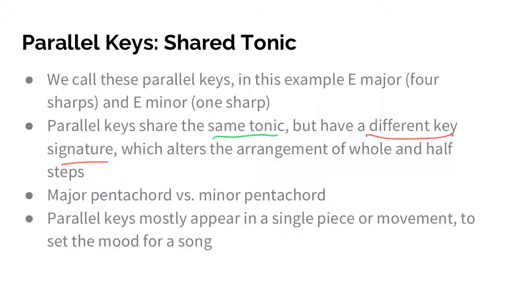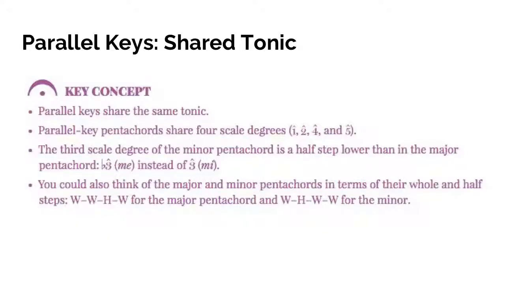And you'll see parallel keys a lot in a single piece or movement because the composer either wants to alter the mood of the piece or wants to go from major to minor and wants to keep the same scale degrees. So again, parallel keys share the same tonic. Parallel keys have the same four scale degrees that don't change: 1, 2, 4, and 5. But what changes is the third scale degree. In the minor pentachord, it's the flat 3, which is me. And then in the major pentachord, it's the normal 3, which is mi.